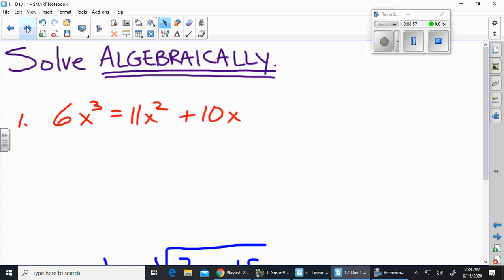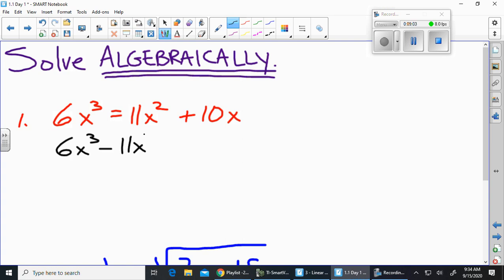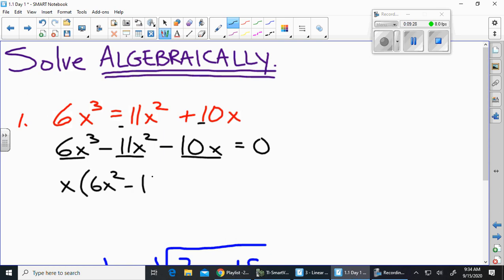So if I said solve this algebraically, first thing you would want to do, get it all on one side. So I'm going to obviously subtract those. Now what I can see is that I have an x to the third, but they all have an x. So I can take an x out. Now sometimes I can take a number with that, but there's no number that goes into 6, 11, and 10. So I take an x out. I have 6x squared minus 11x minus 10 equals 0. I set this equal to 0. I know I have an answer of 0.